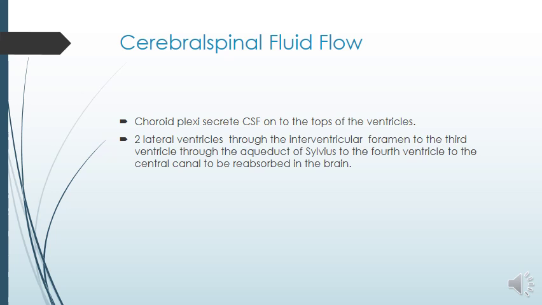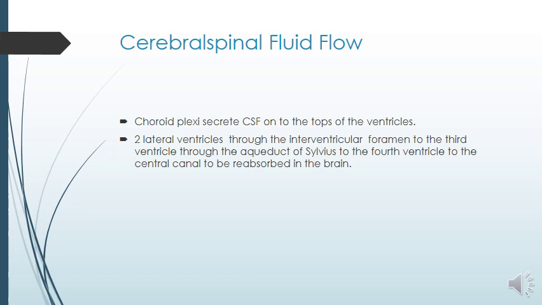So when the choroid plexi secrete the cerebral spinal fluid, it goes into, at first, the 2 lateral ventricles. The cerebral spinal fluid flows through a hole called an interventricular foramen to the 3rd ventricle. It then moves from the 3rd ventricle through a channel called the aqueduct of Sylvius to the 4th ventricle, and then from the 4th ventricle to the central canal around the spinal cord, back up to the brain where it is reabsorbed into the venous blood.